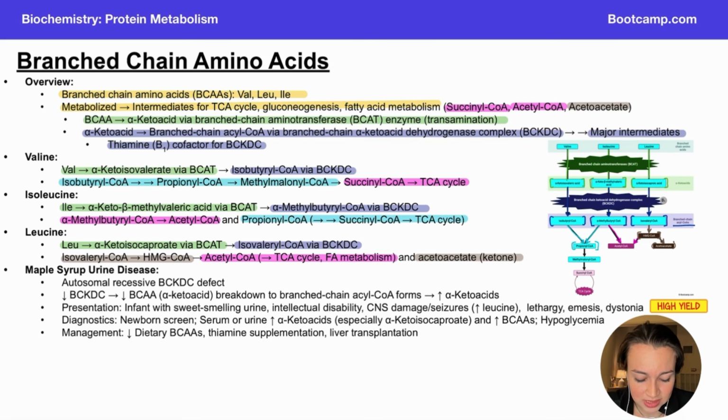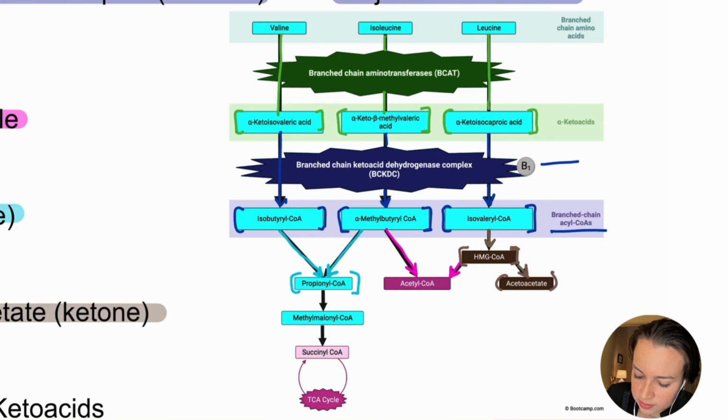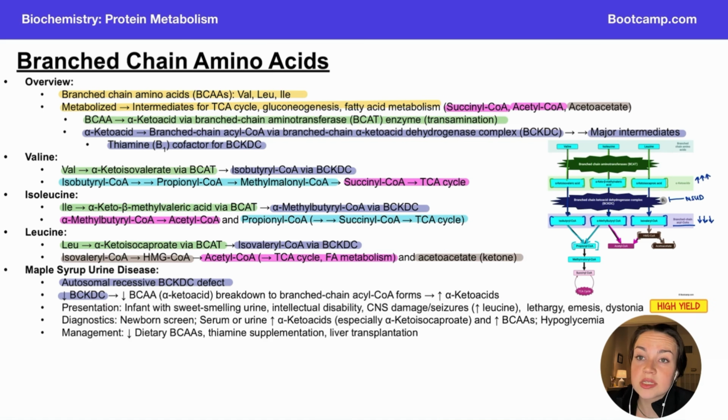And maple syrup urine disease is an autosomal recessive defect in BCKDC. So in maple syrup urine disease, we have a defective BCKDC. That means that we will get a decrease in downstream branched-chain acyl-CoAs and a buildup of upstream alpha-keto acids, right? So a decrease in BCKDC is a problem in the BCAA metabolism pathway, specifically the step that turns alpha-keto acids into branched-chain acyl-CoAs. Because of that, you're going to get a buildup upstream of the enzyme of alpha-keto acids.